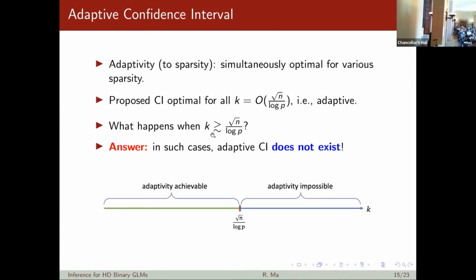So here is a diagram summarizing what I've been discussing. Considering all the possible range of values of this sparsity, when the sparsity lies in the ultra sparse regime colored in green, then an adaptive confidence interval is possible, and our method achieves that possibility. And beyond the ultra sparse regime, an adaptive confidence interval is simply impossible. The problem is simply too hard for us to do anything.